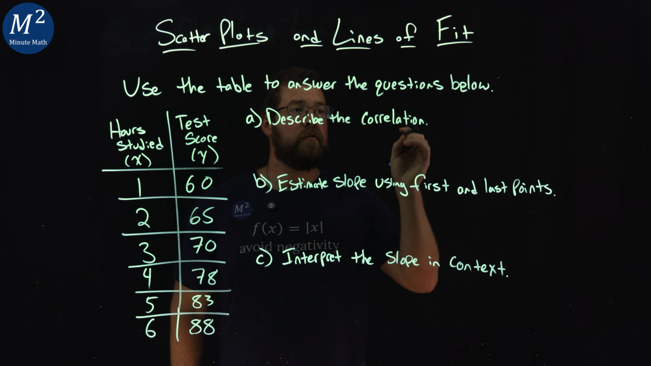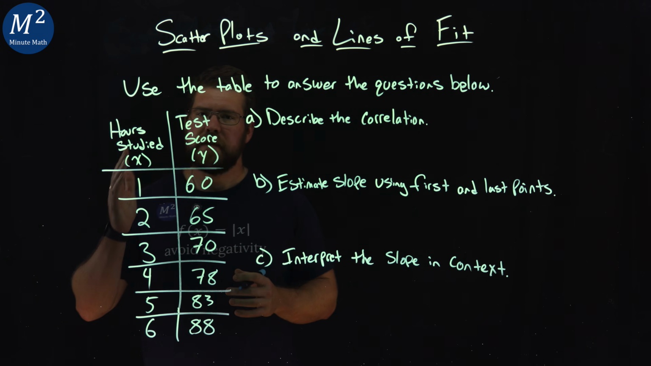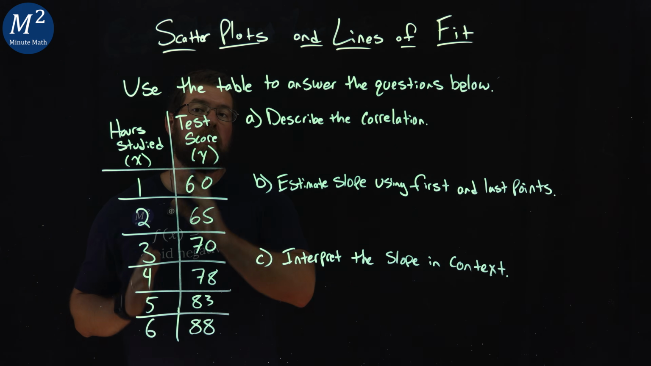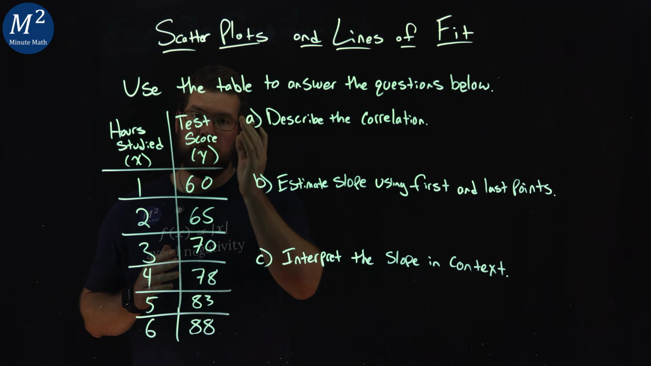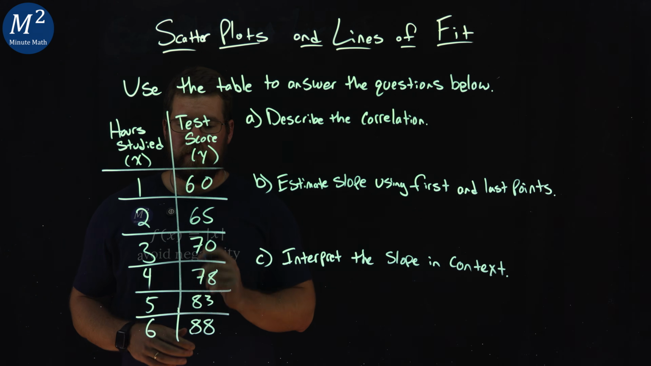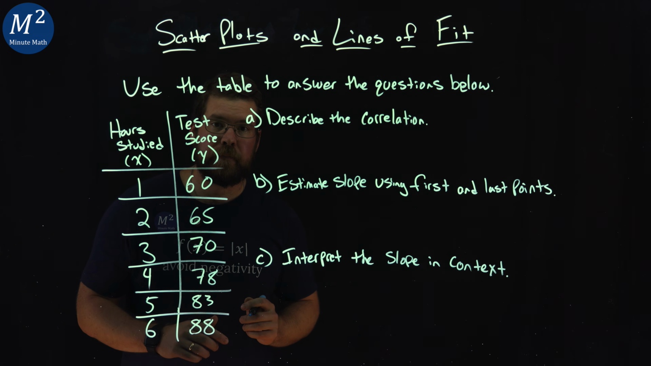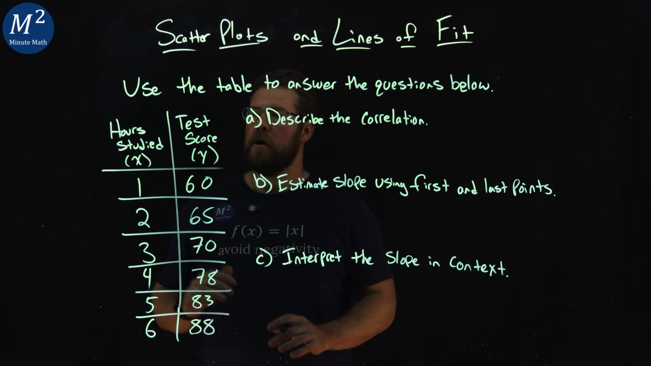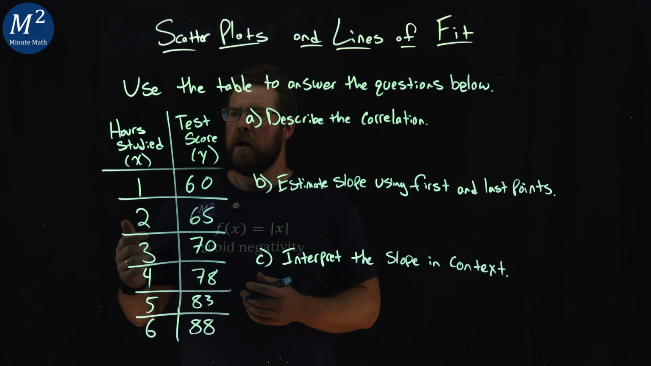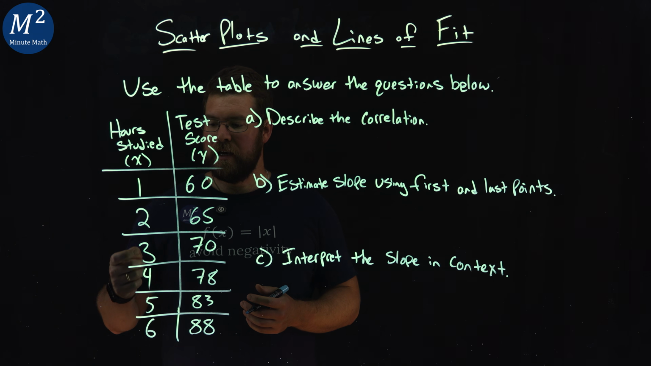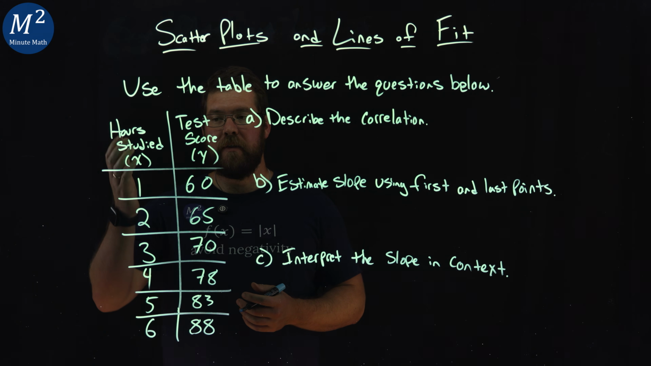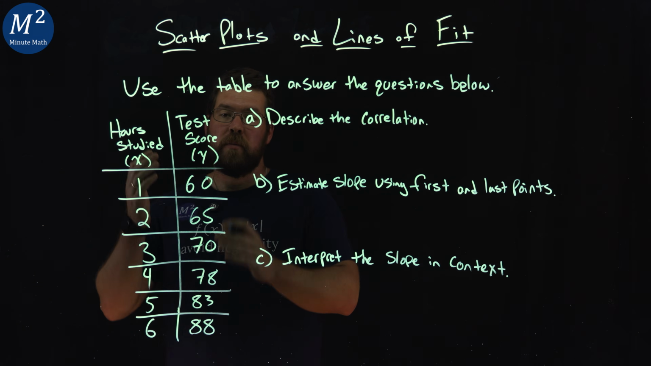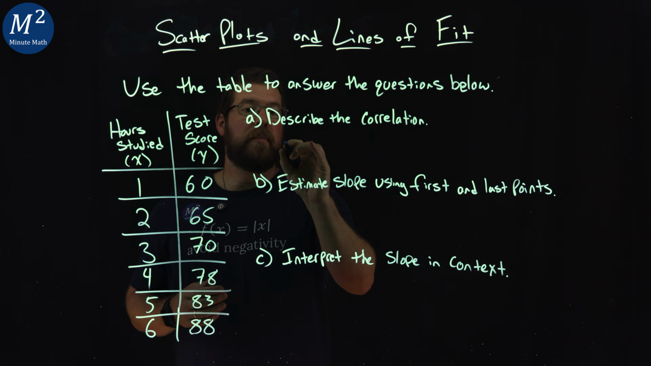Use the table to answer the questions below. We have a table here where the X values are the hours studied. They go 1 through 6, and they correspond to a specific test score, variable Y: 60, 65, 70, 78, 83, and 88. Our first question here says, describe the correlation. Well, if we want to describe this correlation, we can see as X increases, right, as the hours studied increase, the test scores also go up. So since they're both increasing, we would say this is a positive correlation.